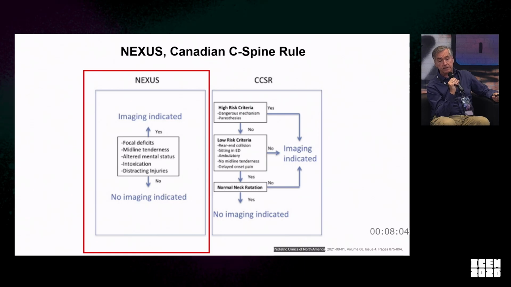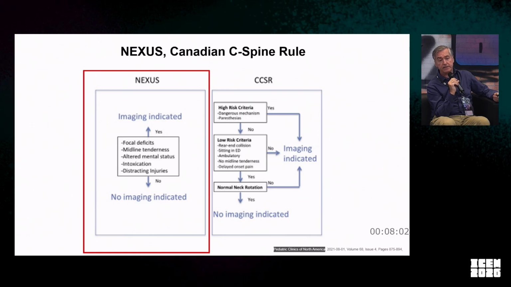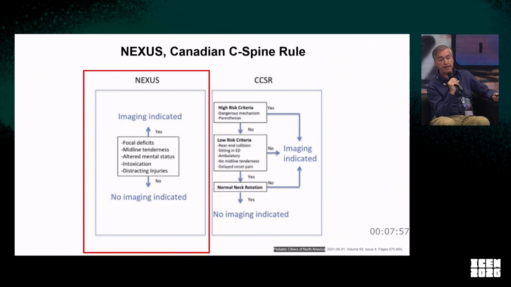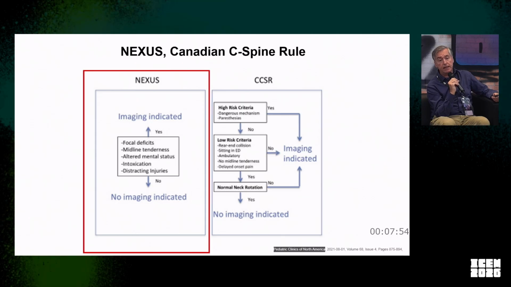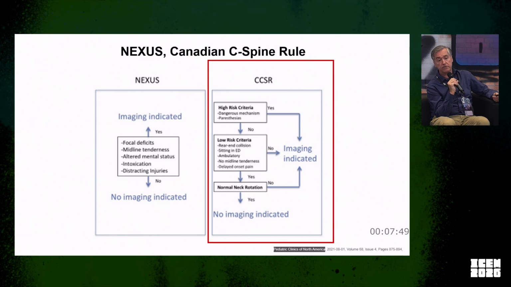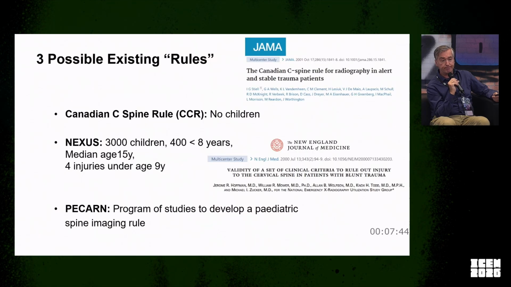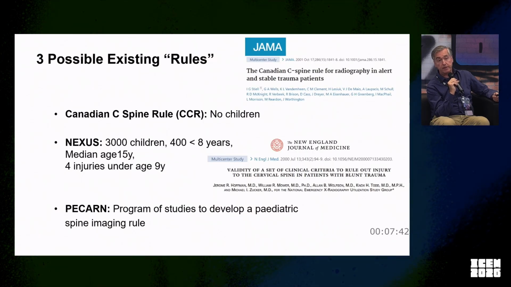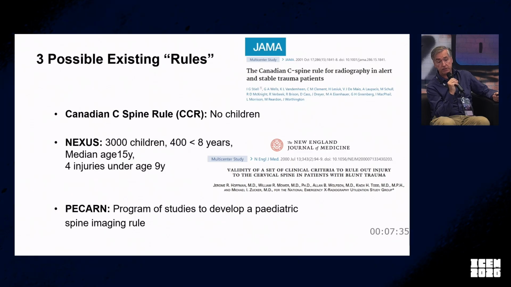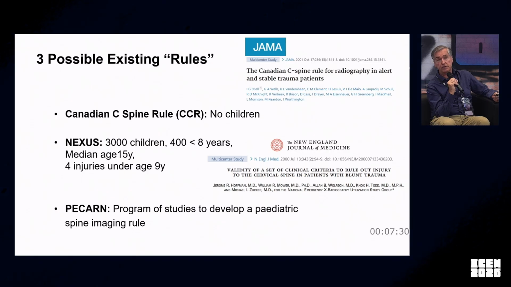When you look at NEXUS, it basically identifies predictor variables, and if they are positive, then imaging is indicated. If they're negative, no imaging is indicated. The Canadian C-spine rule works based on high-risk criteria, low-risk criteria, and then imaging is either indicated or no imaging is indicated. The problem from a pediatric perspective is that the Canadian C-spine rule did not include any children in the derivation. The NEXUS rule did include children, but there were only 4 injuries in children under 9 years of age.